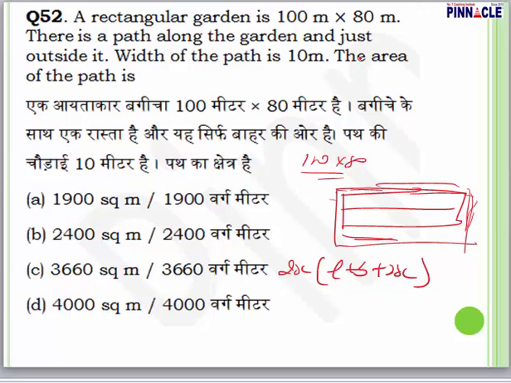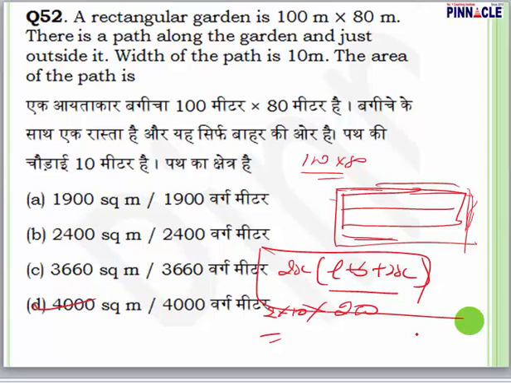So L plus B, L is given 100, plus 80, and plus 2 into 10. This is equal to 200 into 2 into 10, which is 4,000 square meters. That should be the answer. Next question. This is a very useful trick, and you have to remember it always.